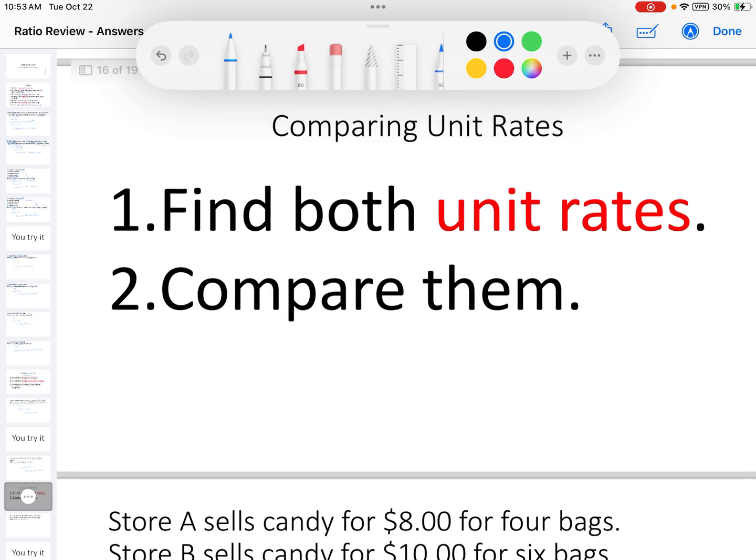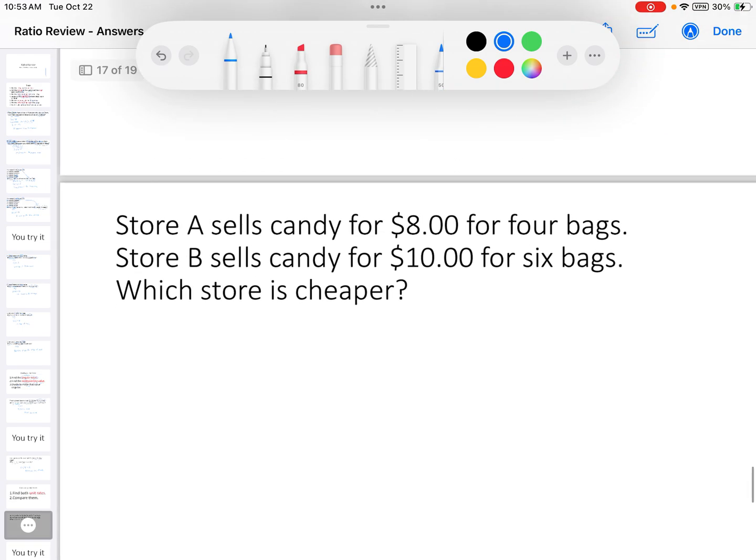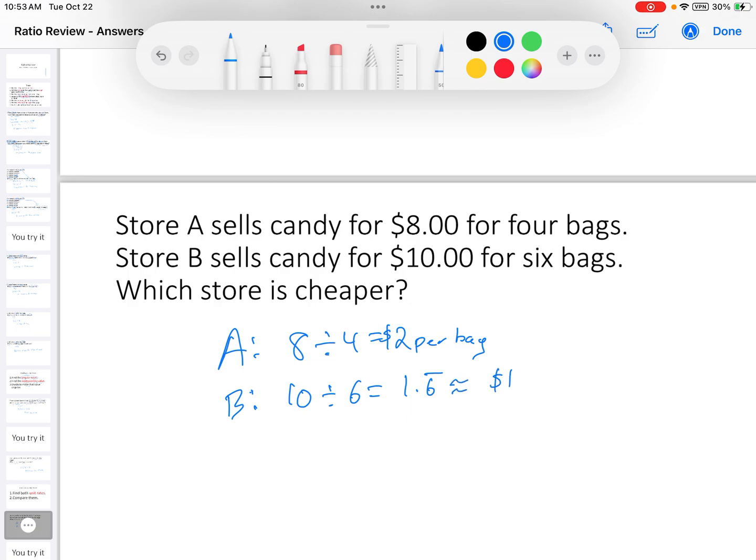Now, if you're comparing, you find both unit rates, and then you look at them and you compare them. A, 8 divided by 4 equals $2 per bag. B, 10 divided by 6 is 1.6 repeating, or $1.67 per bag. It says which is cheaper, so which is less? B is cheaper. How do you know? 1.67 is less than 2.